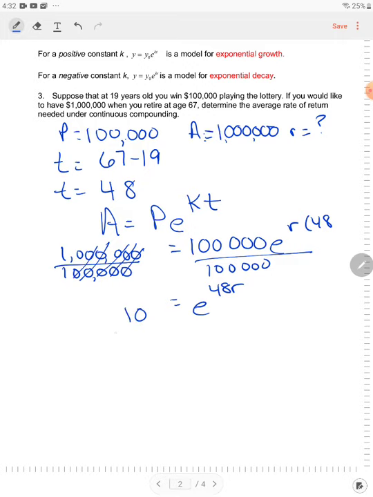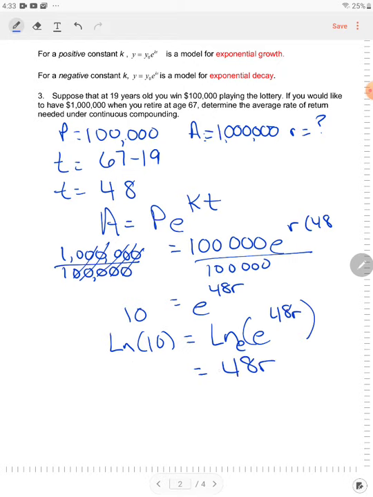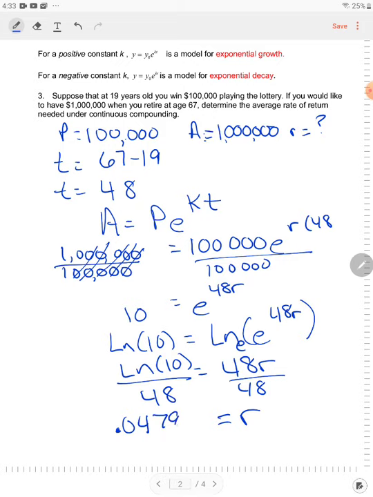Okay, when it's e, you ln both sides. Remember, ln is an understood base e. So you get 48r is equal to ln of 10, which is a number. Divide by 48. Now, we have to be careful because your rate is a number, not this ln of 10 divided by 48. So if I do this, I get 0.04797, etc. So I would round it to 2 decimal places. 0.05 is equal to r.